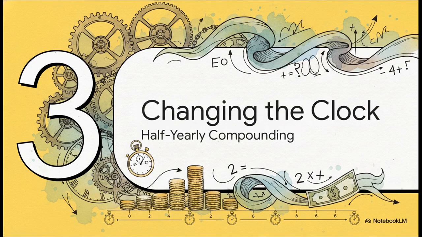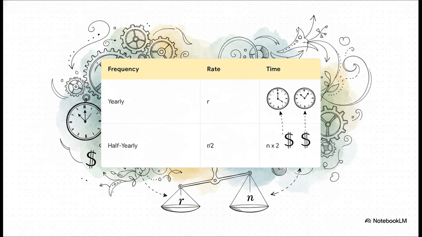All right, part 3, changing the compounding clock. This formula is incredibly flexible, but it's kind of like a seesaw. You have to obey the rules of balance. If interest is compounded half yearly, meaning twice a year instead of once, you are basically slicing that time interval in half. So to balance the equation, you have to do 2 things. You divide the annual rate r by 2, because you only get half the rate per period, but you multiply the number of years n by 2, because you have twice as many compounding periods.